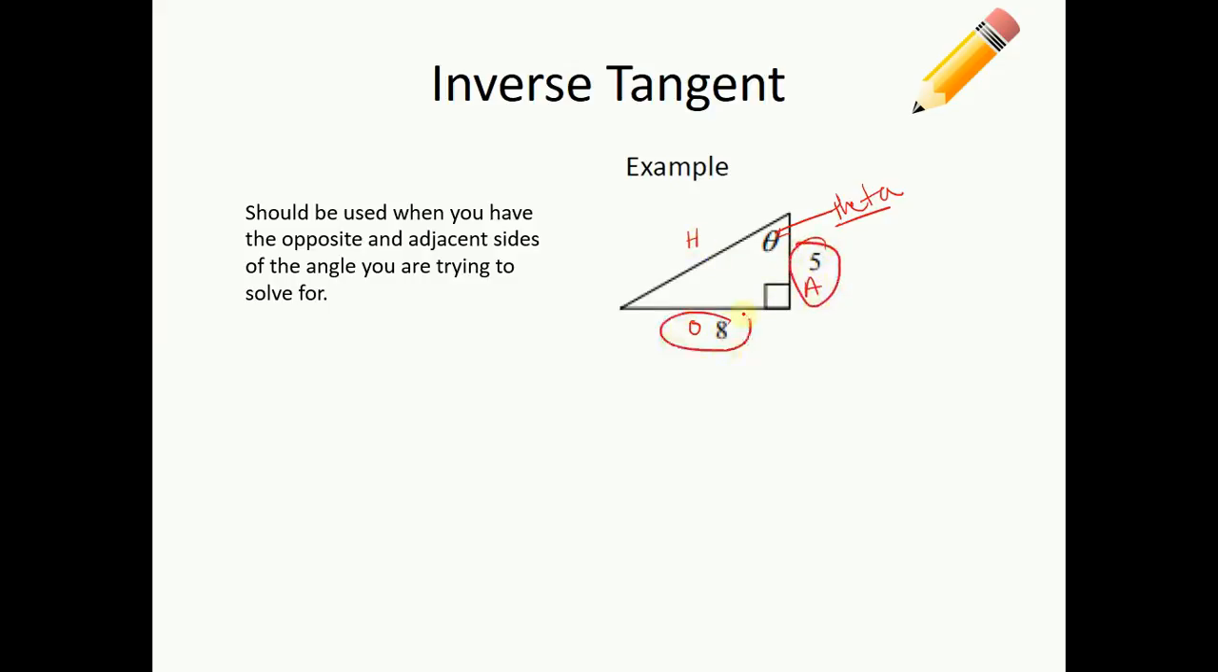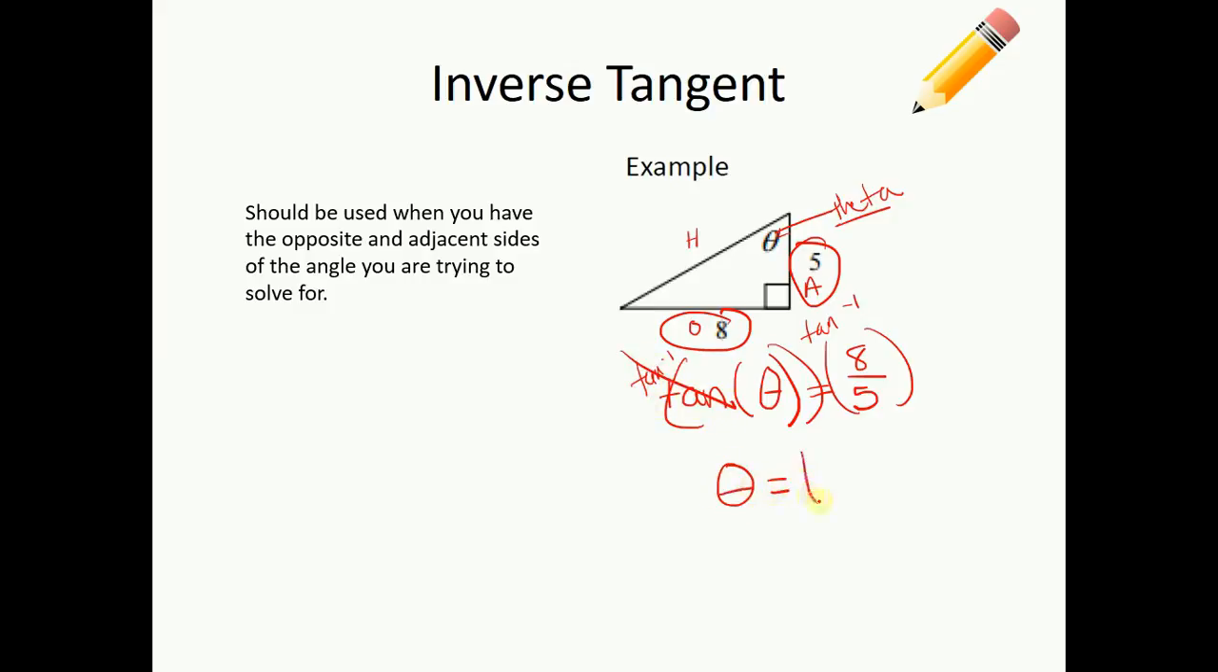So notice, guys, we got stuff with O and A, which I know is related to tangent. So I know that the tangent of theta, or you could put X there if you wanted, is my O, 8, over my A, 5. So I need to inverse tangent because I can't get to theta at this current time. So if I inverse tangent, it's going to cancel out my tan, be left with theta.